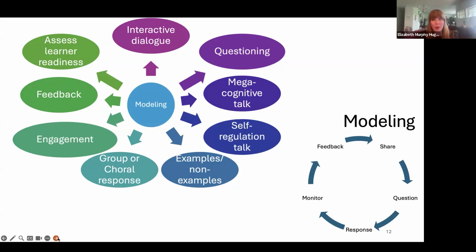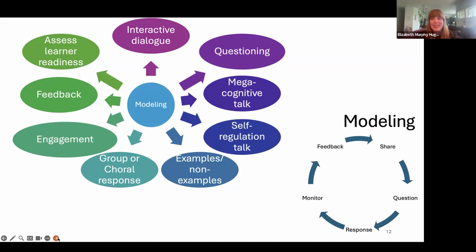When I think about the dialogue within modeling, I like to think about it through the cycle I have here at the bottom. You start off by sharing a piece of information, and then you're asking a question. This is really a monitoring question. And then you listen for responses, or look for responses if you're doing something visual. You monitor the responses, you provide feedback, and then you share another nugget of information.